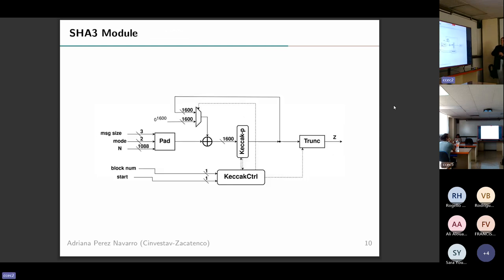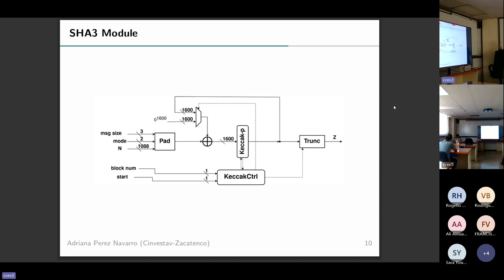Keccak module is our design for the four primitives we implement for CRYSTALS-KYBER. For this, we need to consider absorbing, padding, absorbing, and trunk. For this, we add the module pad that considers what kind of primitive is being used at this moment. After absorbing the text and the module trunk, we get the output of the module. Keccak control represents the global state machine that controls all the modules.